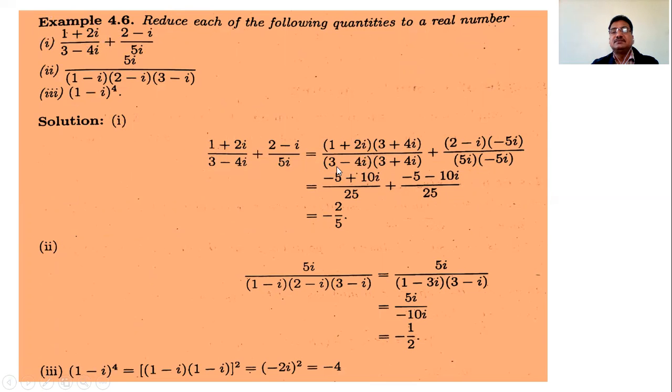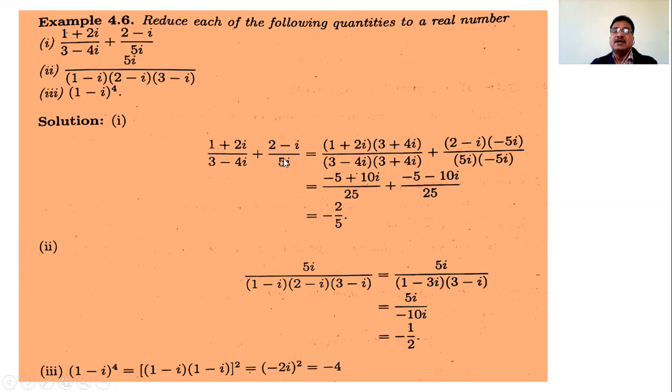To rationalize the denominator, the conjugate factor of 3 minus 4i is 3 plus 4i, multiplied and divided by the same factor. Here we have 5i, which is 0 plus 5i, so its conjugate factor is 0 minus 5i, the rationalizing factor. That is, minus 5i multiplied and divided by.